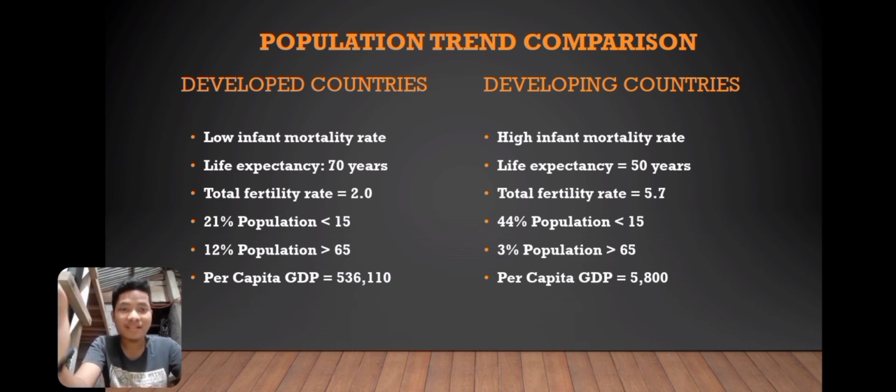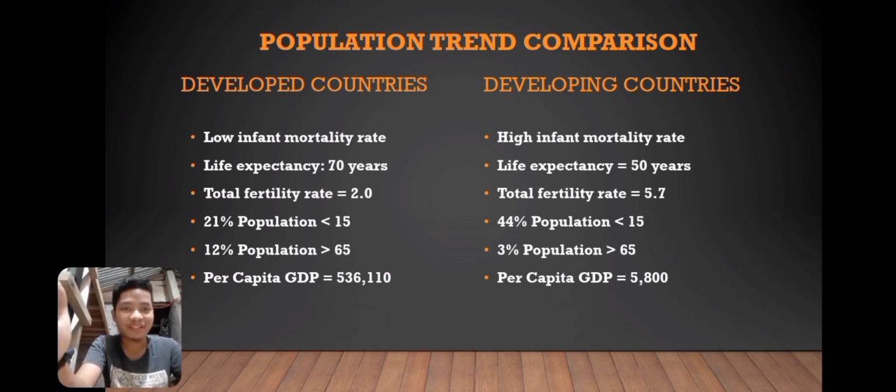So the next one is the life expectancy. Sa developed countries, 70 years. Aabot pa ng 70 years mga tao doon, while sa developing countries, life expectancy is 50 years. Pag umabot ka ng 50 anyos, expected na mamamatay ka na. Now that is according to research.